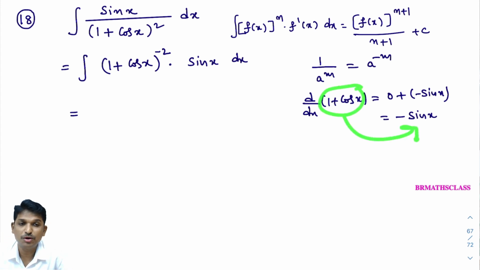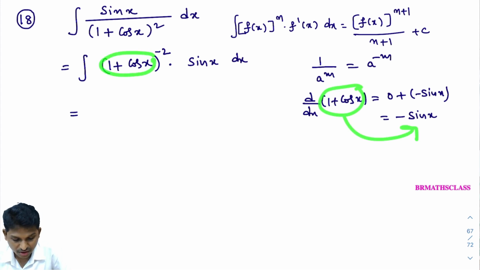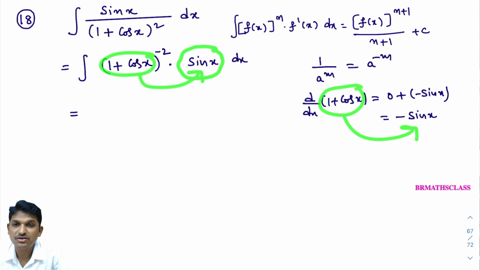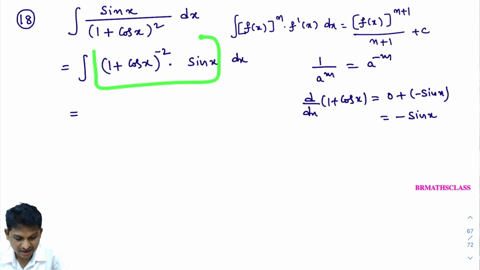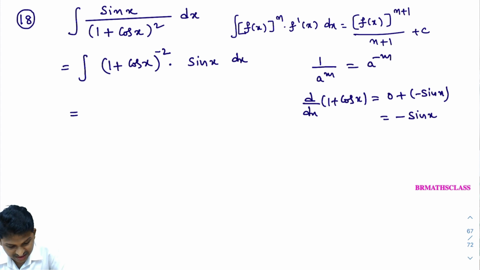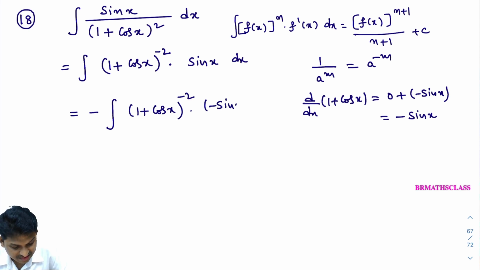We have a small problem here. Look, 1 plus cos x derivative is minus sin x. But here only sin x is there. It's okay, no problem. Minus sin x means I need to multiply this with minus 1. So for this function, I'll multiply and divide with minus 1. So then you will get like this. 1 minus I'll write outside and 1 plus cos x whole power minus 2 into minus sin x dx.